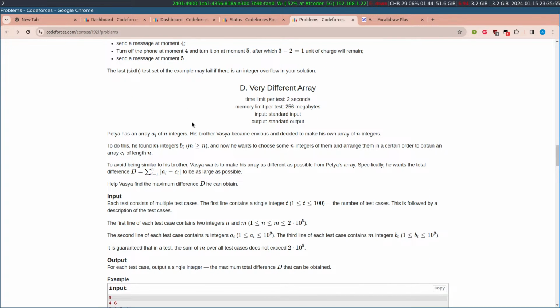Petya has an array A of n integers. His brother Vasya becomes envious and decides to make his own array of n integers. To do this, he found m integers b, where m is greater than or equal to 0. Vasya wants to make his array as different as possible from Petya's array. Especially, he wants the total difference D of both the arrays to be as large as possible. Help Vasya find the maximum difference he can obtain.